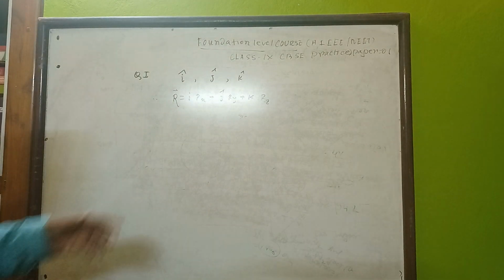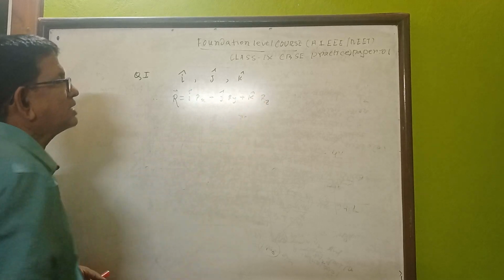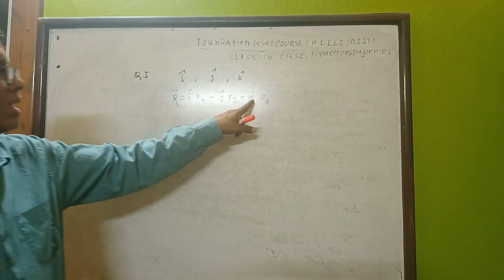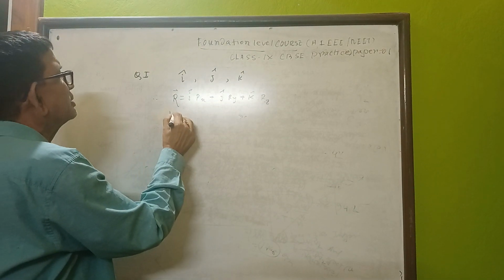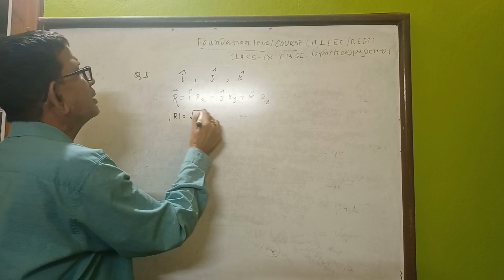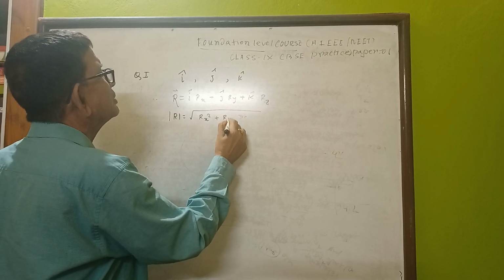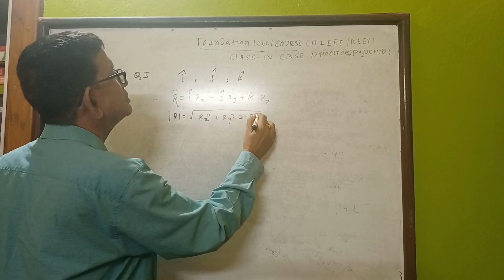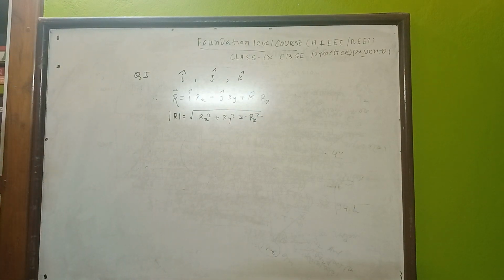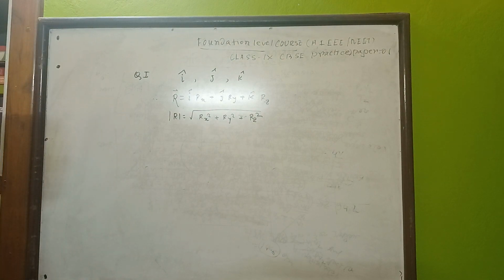There is a component along the i-axis, Rx, along the j-axis Ry, and along the k-axis, that means Rz. The magnitude of this vector R equals root over Rx square plus Ry square plus Rz square. Those who are going to appear for NEET or AIEEE in the long run should start their vector concept from class 9. So I am giving trace on that one.